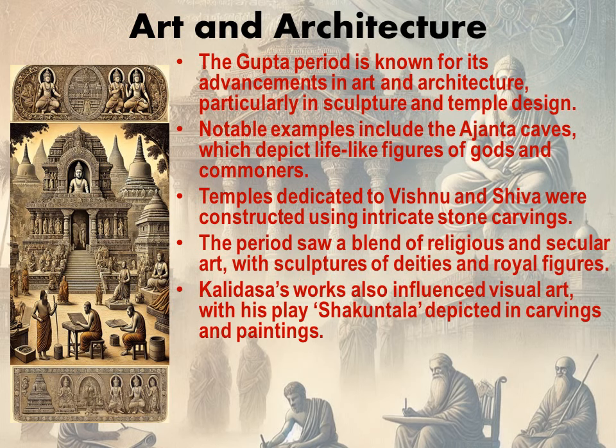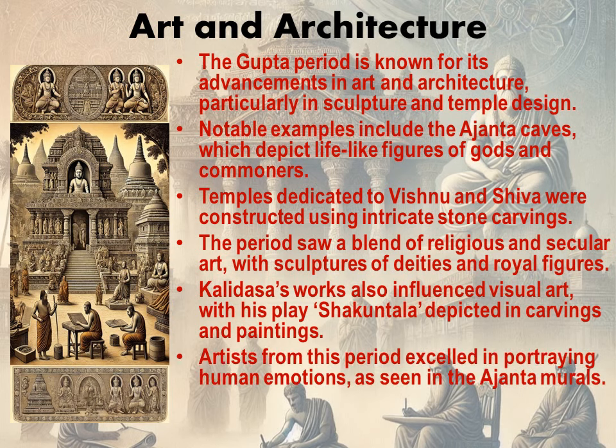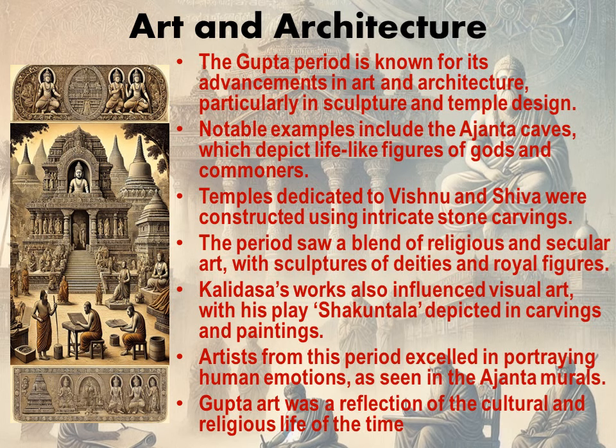The period saw a blend of religious and secular art with sculptures of deities and royal figures. Kalidas's works also influenced visual art, with his play Sakuntala depicted in carvings and paintings. Artists from this period excelled in portraying human emotions as seen in Ajanta murals. Gupta art was a reflection of the cultural and religious life of the time.